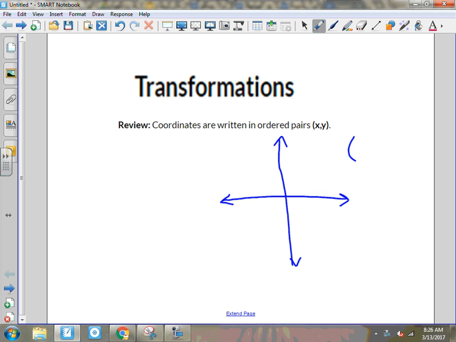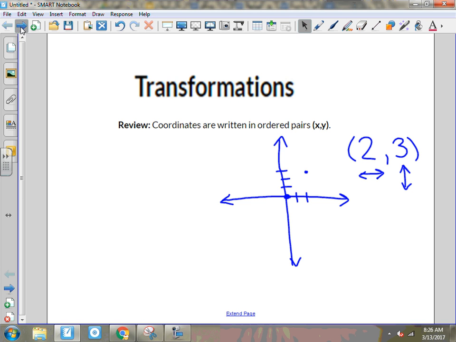if I want to plot the point 2, 3, I always start at the origin, and then I need to move 1, 2 spots to the right, because it's positive, and then 3 spots up because it's also positive, and that would be my point. So remember, we always go left and right first, and then up and down second, and we're going to need that throughout our lesson today.